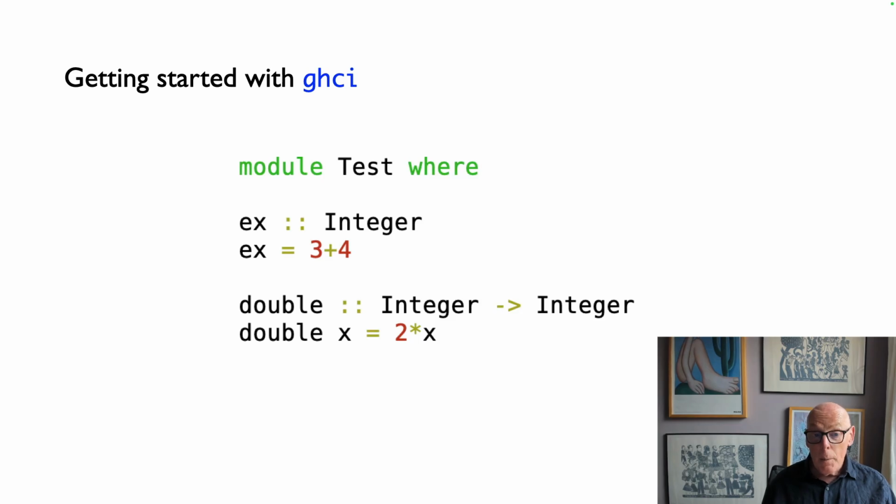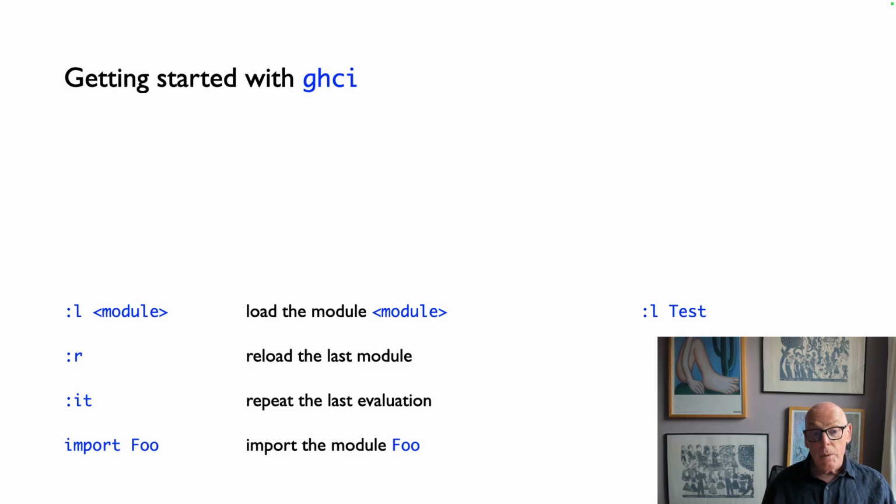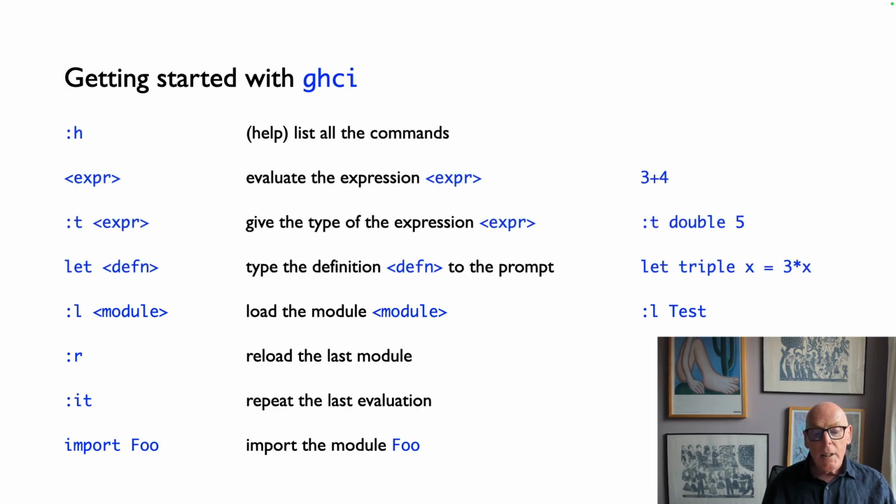Now, once we have a module like Test in the file test.hs, we can load that module into ghci. We can then evaluate expressions using definitions in the module. We can then modify the module and reload it. And instead of having to type the last thing you evaluated, you can just type :it to do the last expression again. Okay, here's the list of all the commands, but let's get started now and look at ghci in practice.